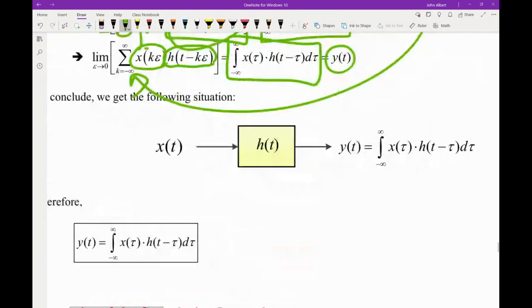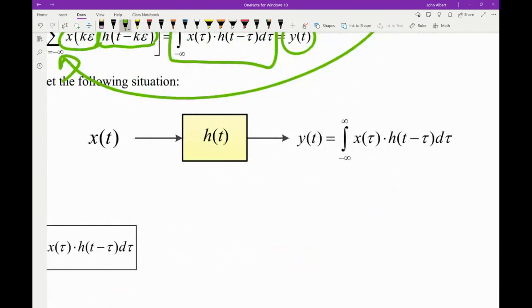Which means that this is basically the conclusion. This is the final conclusion. If I have a system with an impulse response that is equal to h of t, if I feed in here delta of t, I expect the output y of t to be equal to h of t. This is what we call the impulse response.